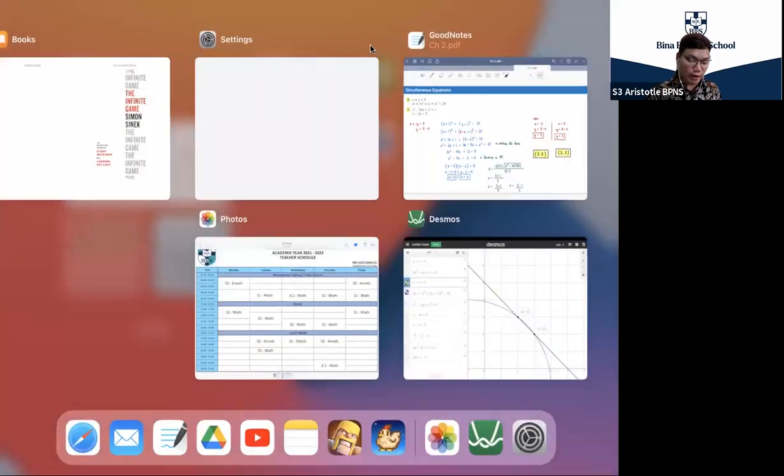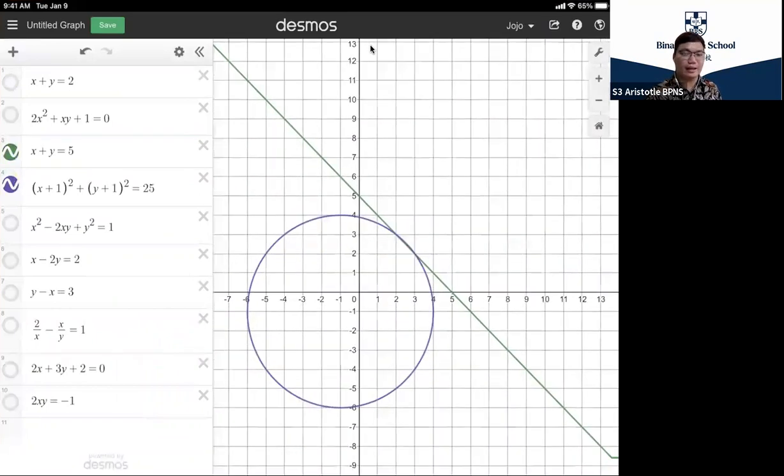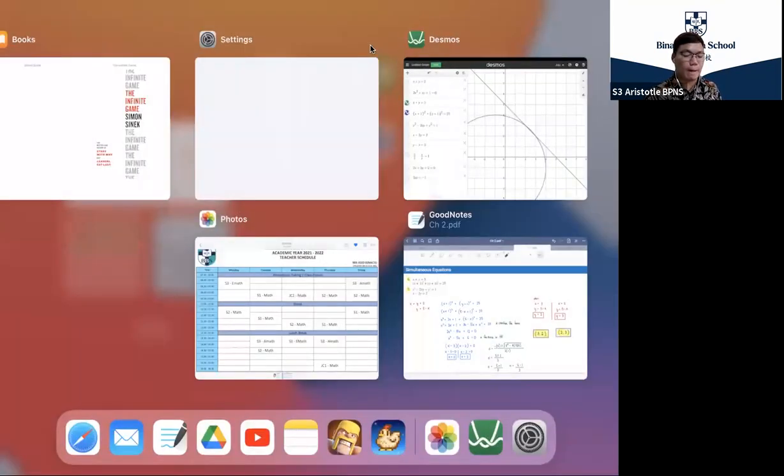And we can go back here and check, right? So that's it. So we are correct. So it's the intersection of a line and a circle. Okay, do you guys have any questions about this one?